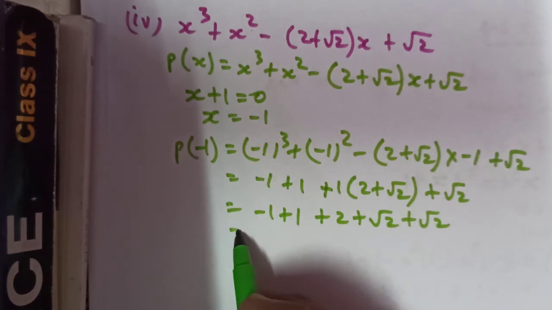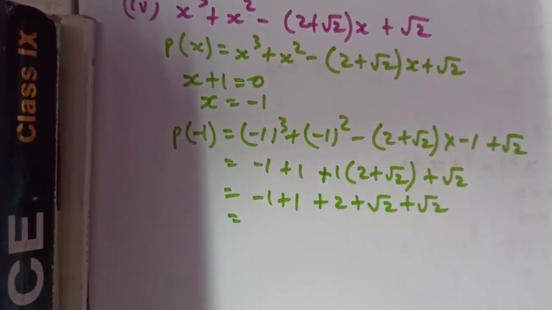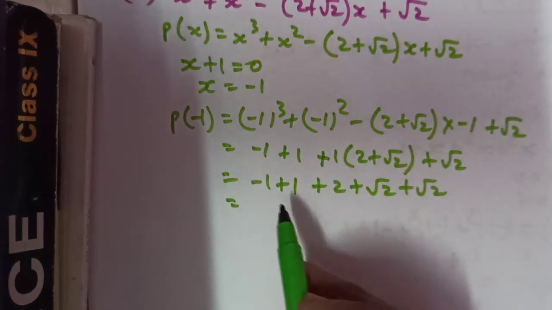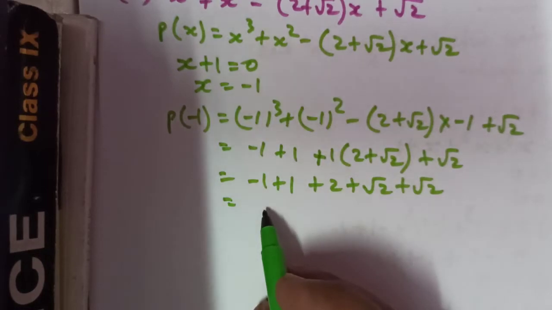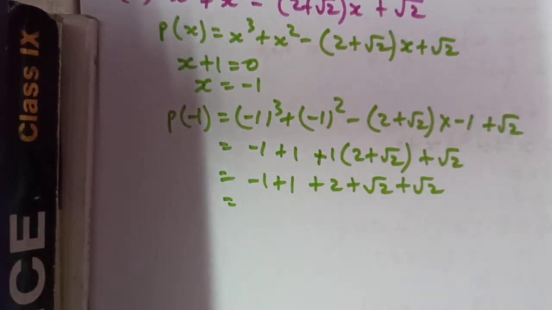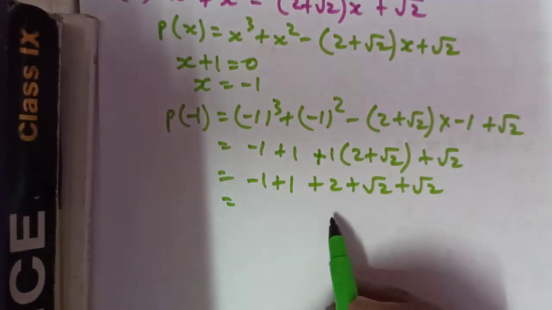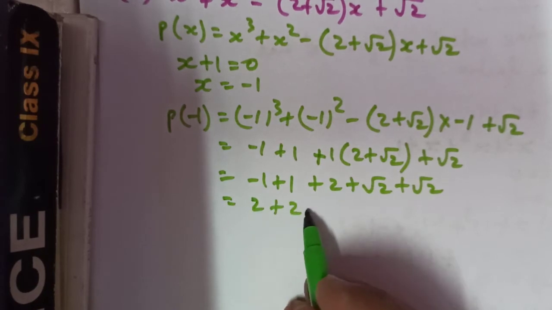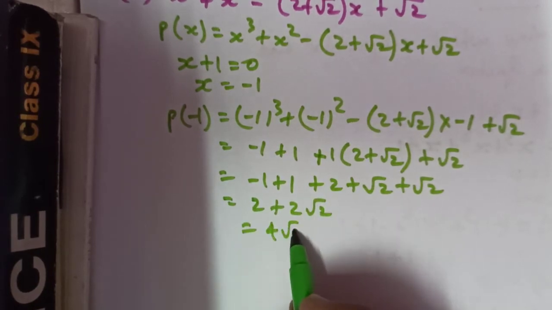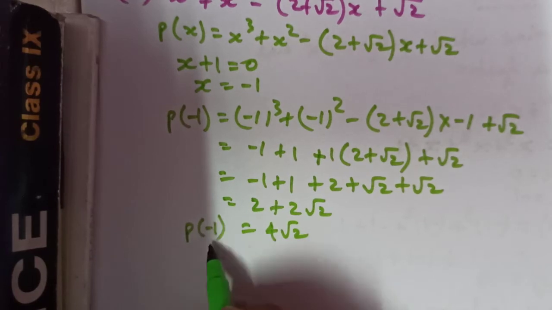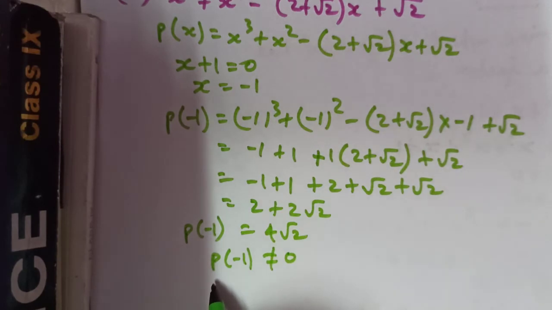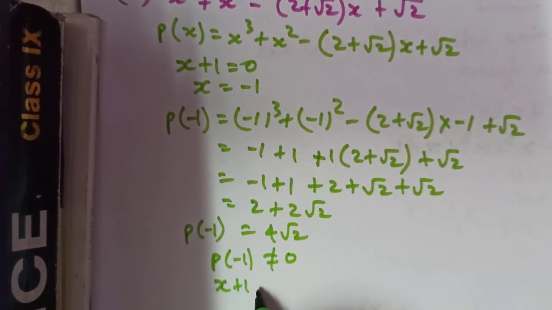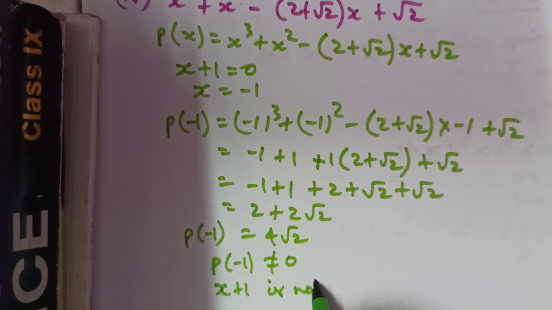So here minus 1 and plus 1 will cancel out, and we will be getting 2 plus 2 root 2, that is equal to 4 root 2. So p(-1) is not equal to 0. So we say that x plus 1 is not a factor.